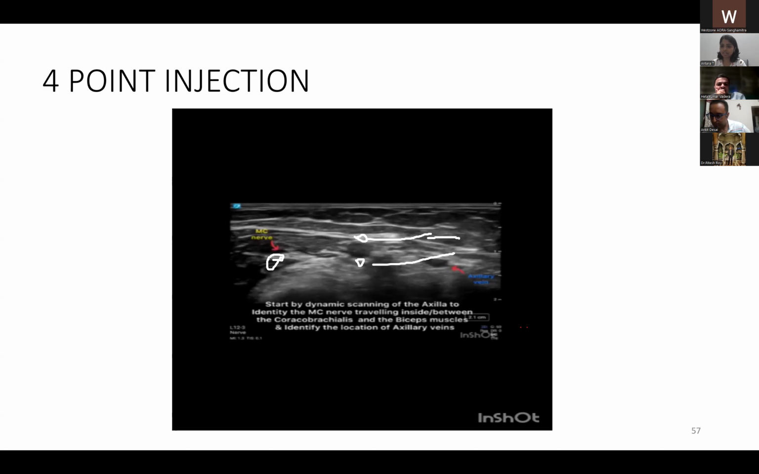Okay, PM. You didn't have PNS and you didn't have a pressure monitor. So how can you prevent nerve injury with ultrasound only? This is repeated, but for the sake of discussion.